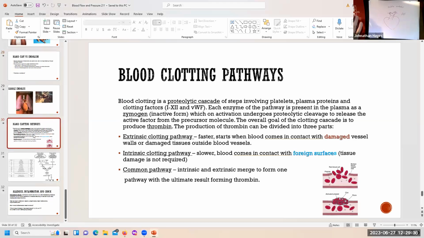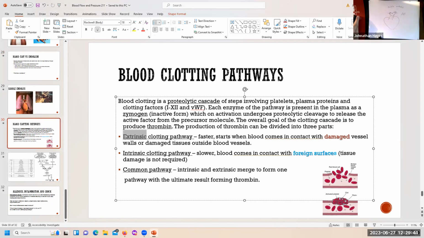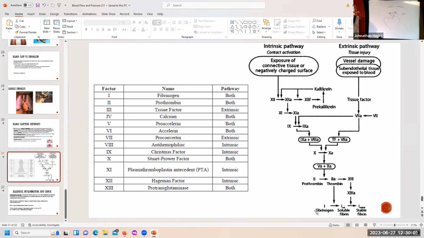I'm probably not going to get too much into blood clotting pathways. We'll talk about this more when we get into maybe blood itself. But extrinsic, remember, that's always going to be started by damaged vessel walls. Intrinsic, remember, that one's always going to be started by foreign surfaces. So when blood comes in contact with a foreign surface. But both lead to the common pathway, which is the conversion of prothrombin to thrombin. And then that will then convert fibrinogen into fibrin, which will form the clot.